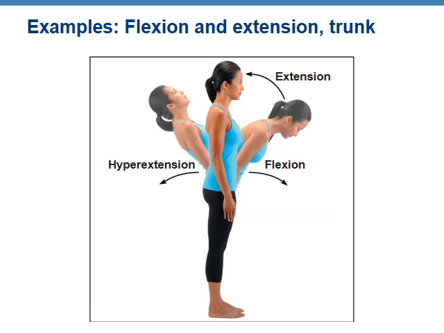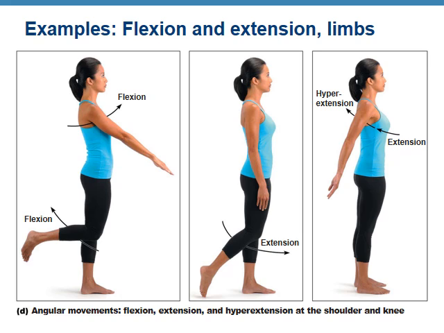Moving down the body, we can look at flexion and extension at the trunk. So again, this is the normal anatomical position. If you decrease the angle, it's flexion. If you increase the angle, it's hyperextension.